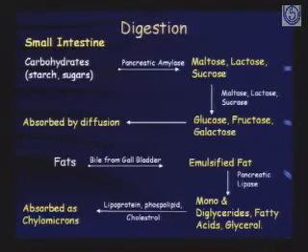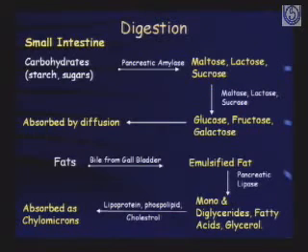Then this mixture of digested food, which is called chyme, goes to the small intestine where carbohydrates are acted upon by amylase, which comes from the pancreas, and converted to disaccharides: maltose, lactose, sucrose. Then by the enzymes maltase, lactase and sucrase, they are ultimately converted to glucose, fructose and galactose, which are monosaccharides and which are absorbed by diffusion.